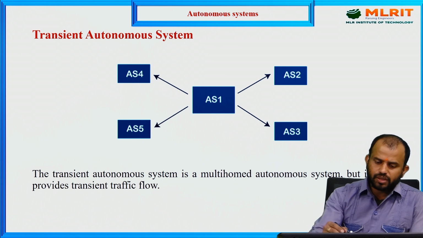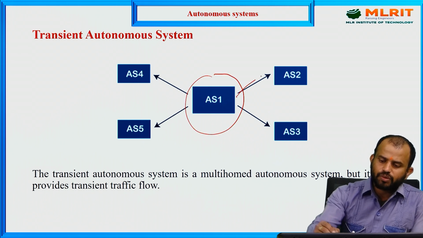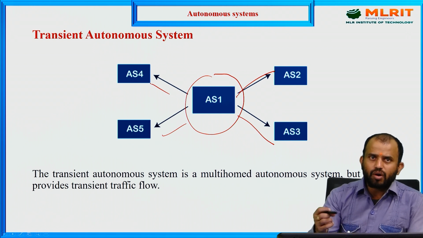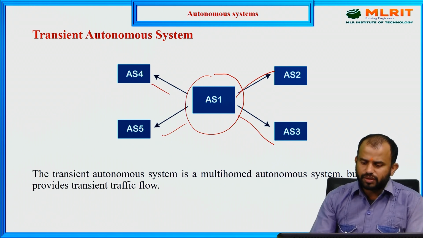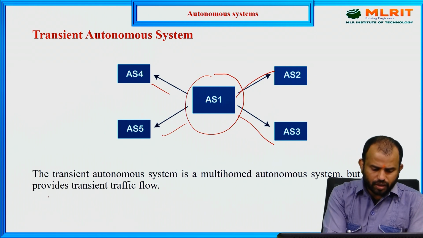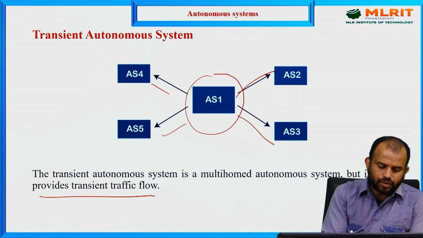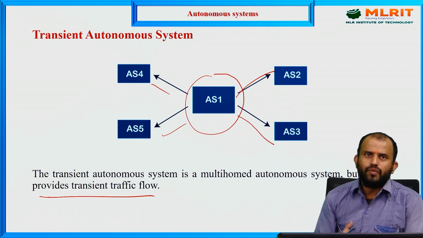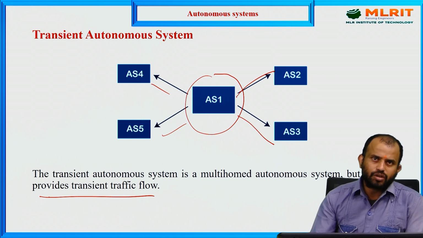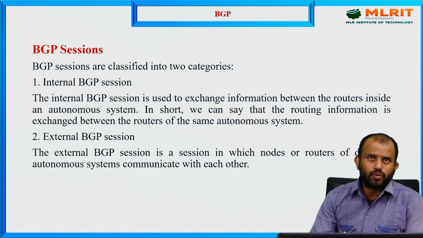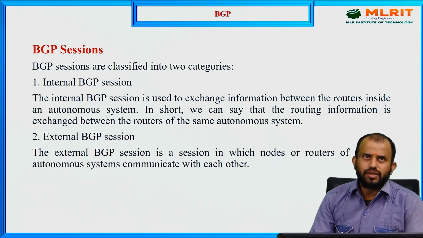Why? When you see this, here AS1 is there, and at a time we are able to transfer information to AS2, AS3, AS4 as well as AS5. Here multiple autonomous systems are interlinked. So for any kind of data transfer, the traffic flow has to provide transit traffic flow. A multi-homed or transit autonomous system is similar, but here one-to-many communication is there, and at a time we can transmit data, so it has to provide a transit kind of data traffic flow. That is the very advantage of the multi-homed and transit autonomous system.